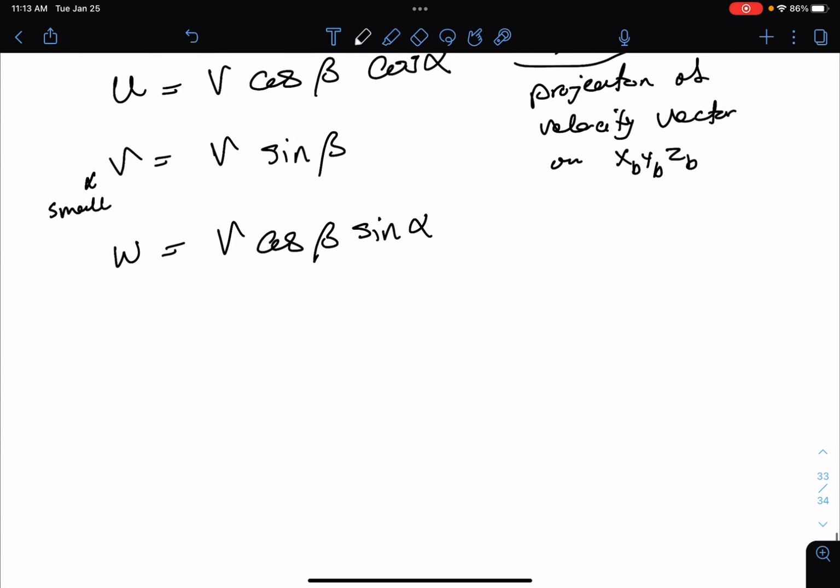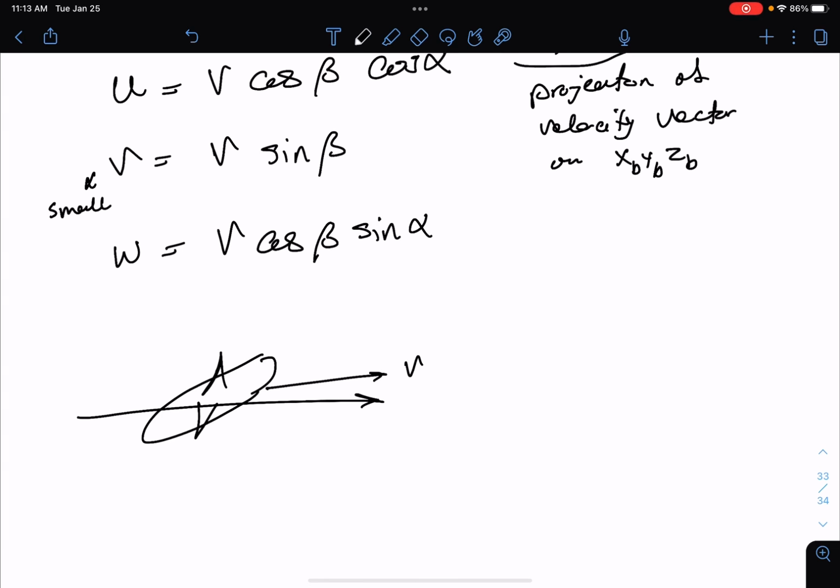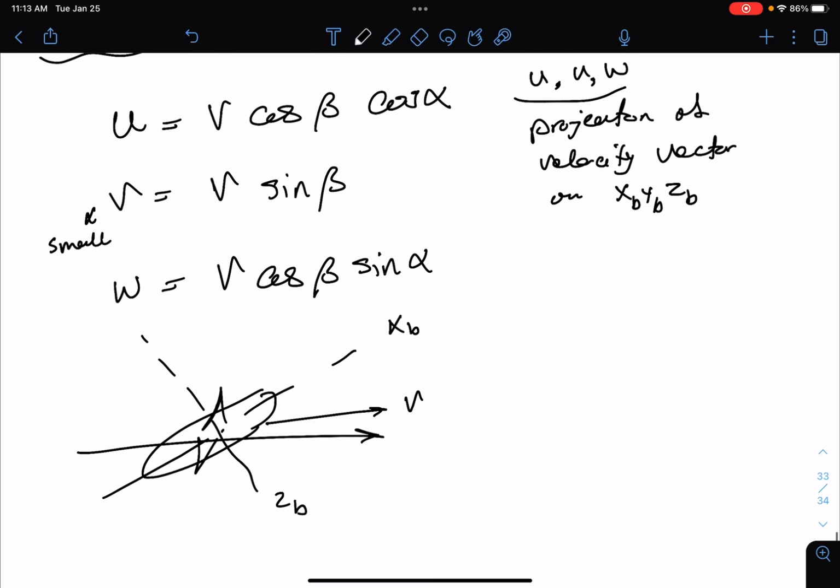But let me ask you this question. Let's say we have a two-dimensional flight. This is the direction of velocity. You have x of b and z of b, right? And y of b is coming out of the page, or coming out of the board. What will be the components of velocity here? How would you simplify the components of velocity for this flight?